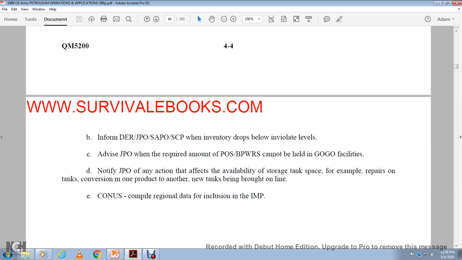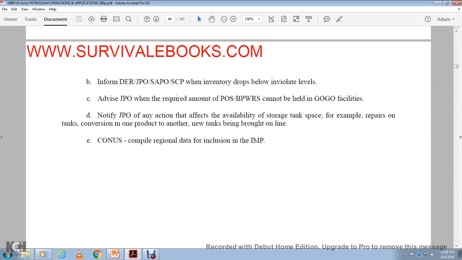The JPO, if any, contracts to be able to store in tanks, for example, to prepare for tank conversion, one privately and other new tanks then being bought online. Congress complies with the regional data with the inclusion of it in the IMP.